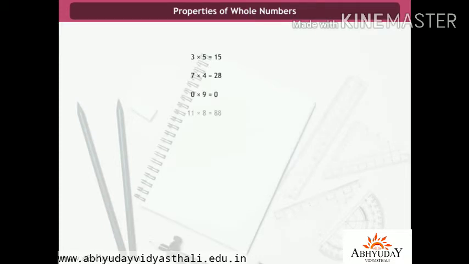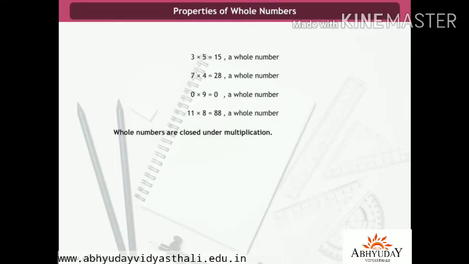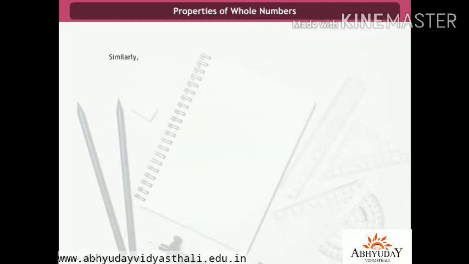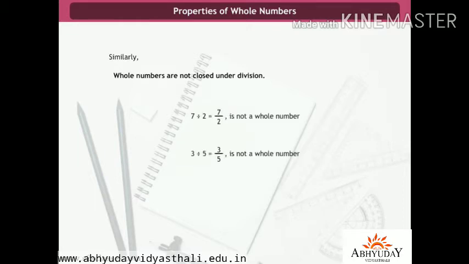Similarly, the product of any two whole numbers is again a whole number. So whole numbers are closed under multiplication also. But they are not closed under subtraction, as the difference of two whole numbers may not always be a whole number. Look at these examples. Similarly, whole numbers are not closed under division. On dividing two whole numbers, we do not get a whole number always.